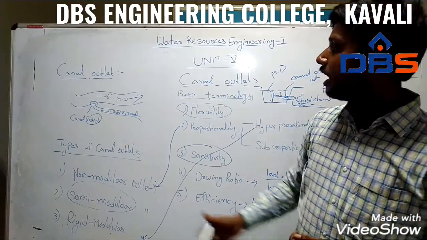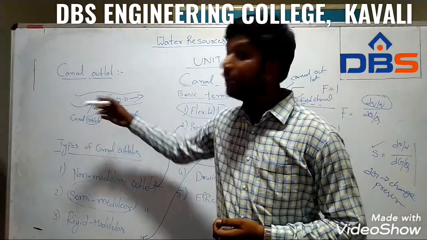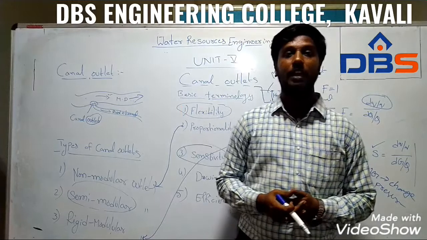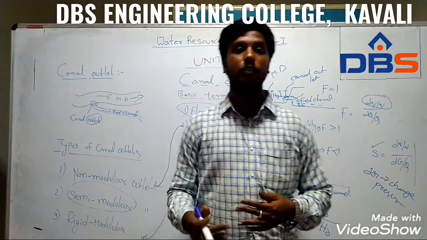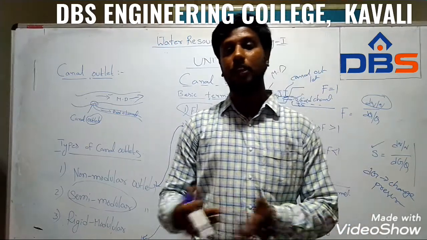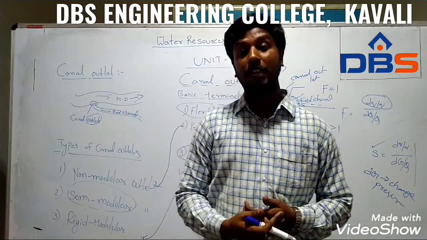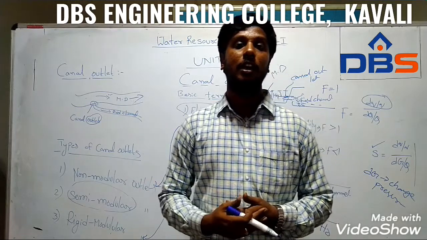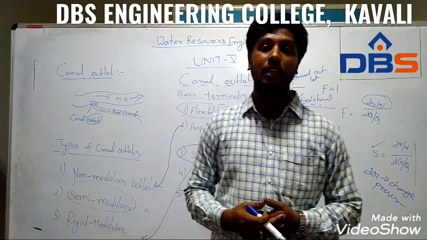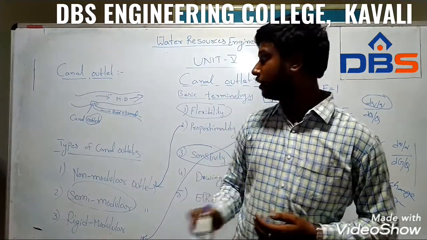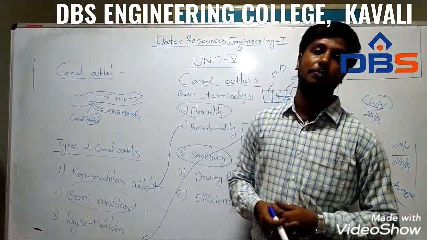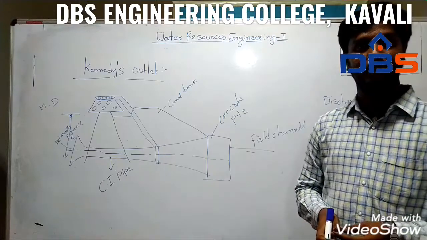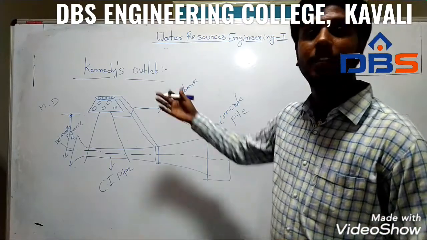Canal outlet is also one kind of canal head regulator. Mainly we use a canal head regulator from one major channel to a minor channel, but from a minor channel to a field channel we don't use any canal head regulator. We use a canal outlet. It is also called a canal escape. Okay, so let us continue.